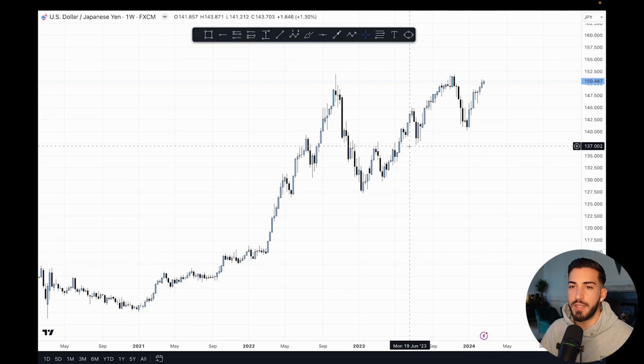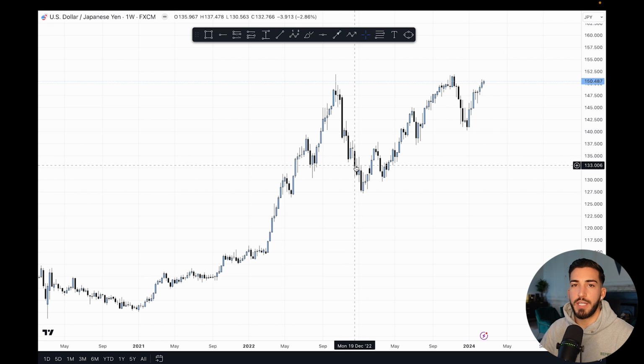Let's get straight into it. Right guys, so here we are on USDJPY. We're going to be breaking down this chart from the weekly time frame all the way down to the 15-minute time frame. And I'm also going to be using the DXY and the Japanese yen index as well to give us that final confluence to see where price is heading in the long term.